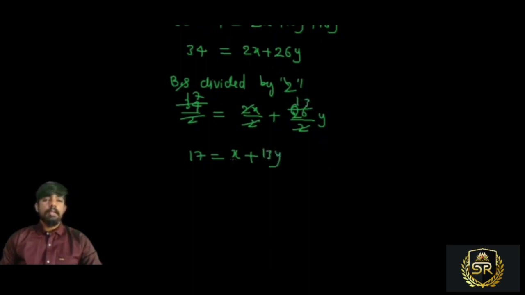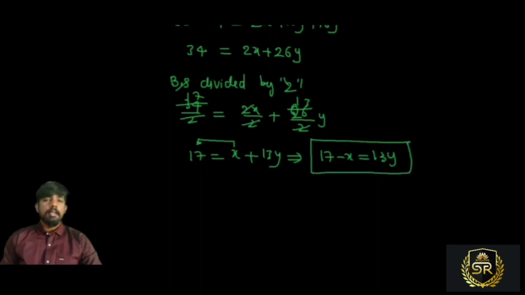Therefore we have a relation between x and y. Let us send x to the left hand side. You can write it as 13y, or else 17 minus x is equal to 13y is a relation. Y in terms of x relation, x in terms of y relation, anyway you can write. This is also a right answer.